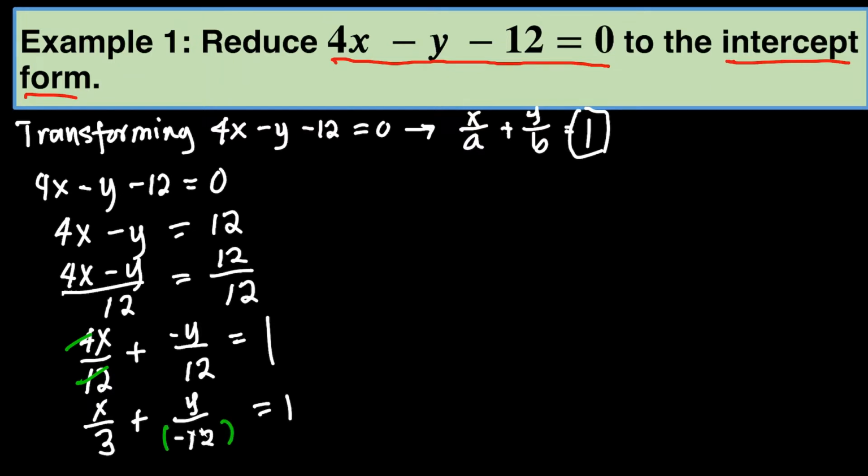equals 1. Obviously our a here is 3 and our b is negative 12. So the coordinate of the x-intercept is 3 and 0, while the y-intercept should be 0 and negative 12.